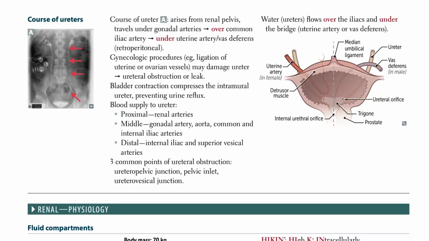Let's talk about the course of ureters. In picture A, you can see it here. It arises from the renal pelvis, travels under, very important, travels under gonadal arteries, over common iliac, and under uterine artery or vas deferens in the retroperitoneum. So you have two unders and one over.